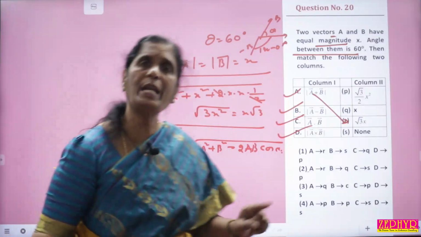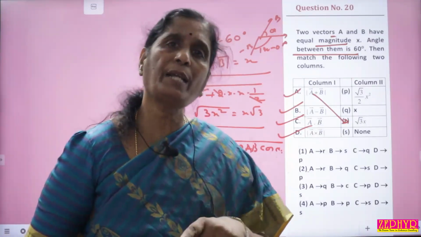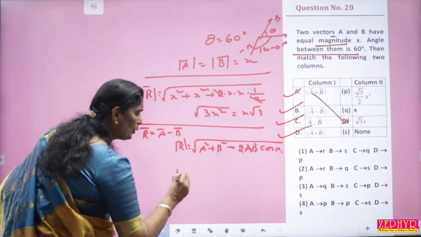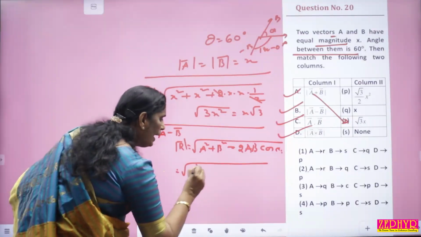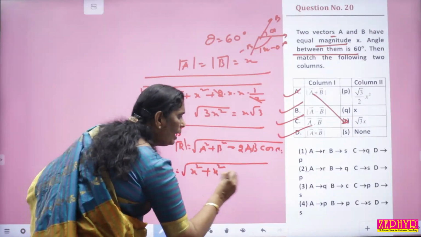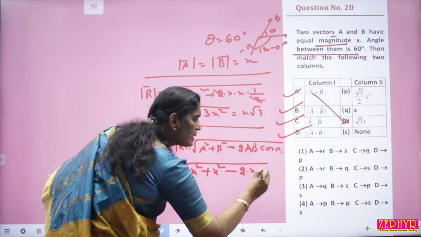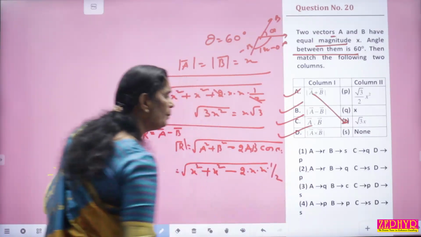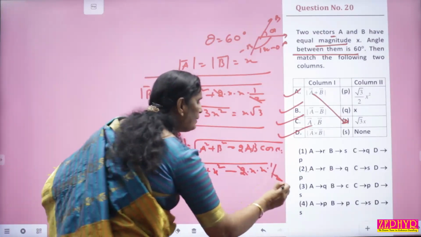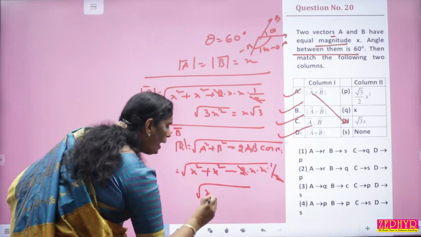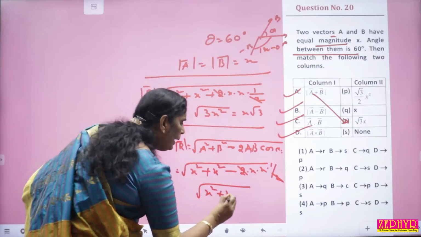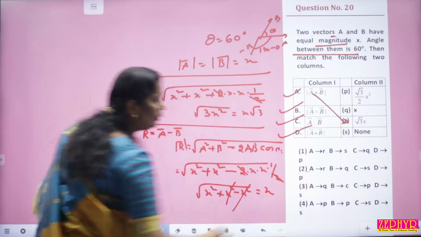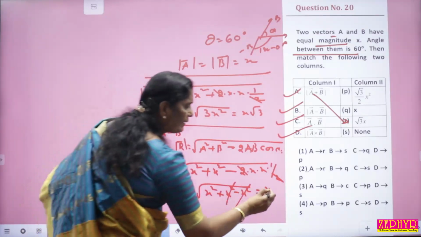So that's why minus. For addition it is plus 2AB cos theta. For the same quantity, subtraction is minus 2AB cos theta. So root of A is x square, B is also x square, minus 2 into x into x into cos theta. What is cos theta? 1 by 2. So now 2 and 2 get cancelled. Root of x square plus x square minus x square. x square gets cancelled. x. So the answer for subtraction will be x.